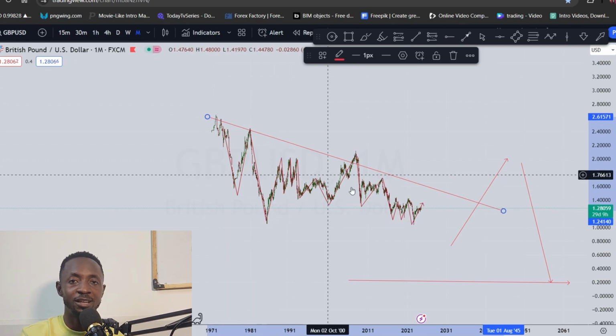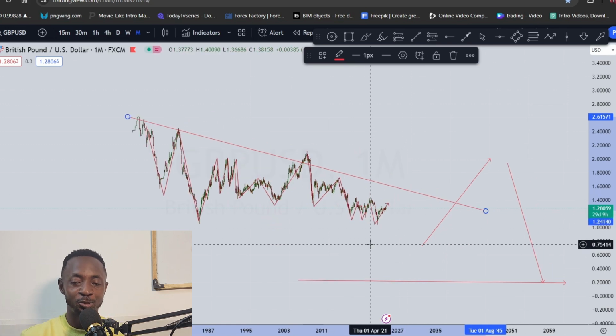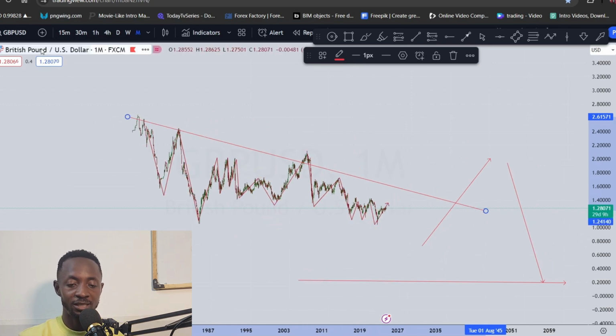Just a few years after our independence as a country, right? Forex has been in existence. So the market is on a downtrend. So what does that tell you? That pounds has been dropping against dollar. It has never had strength above dollar over the years.